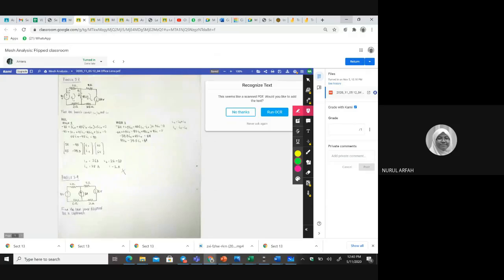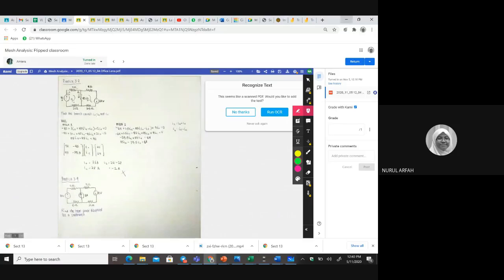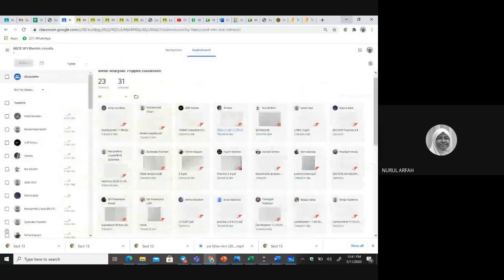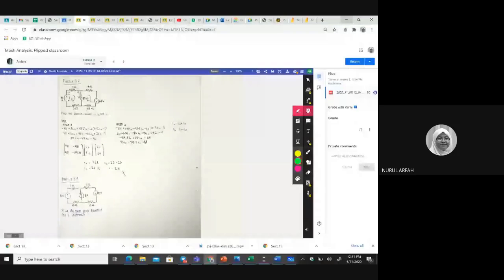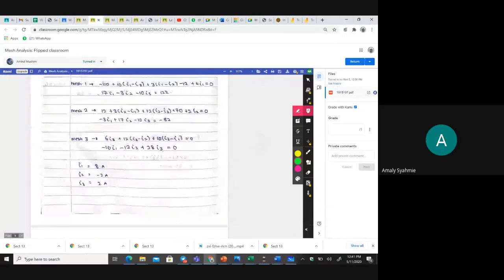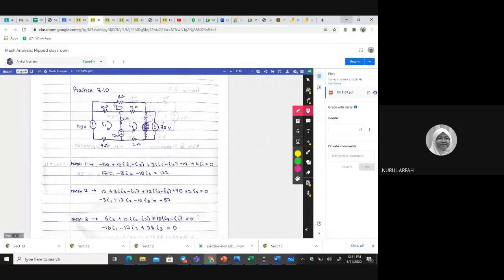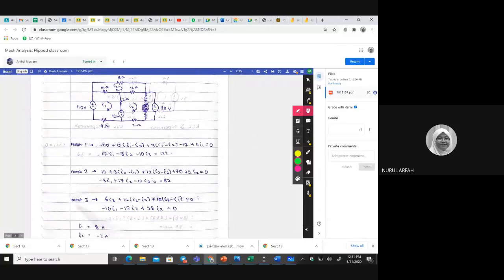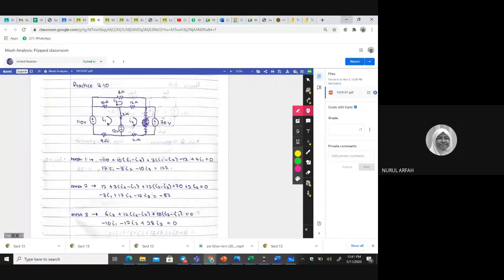Okay, Amira. Amira up to 3.9. Okay. Who has done the last part, 3.10 and 3.11? Empat ada. Tak sempat. Okay, Amira je. Siapa lagi? Kalau tak kita tengok je Amira punya.